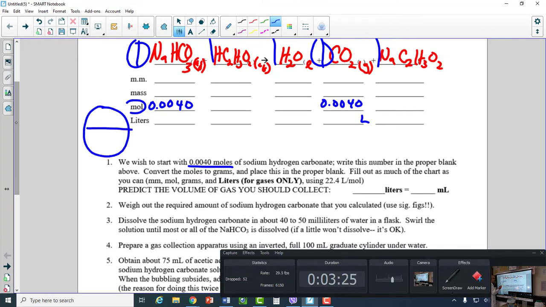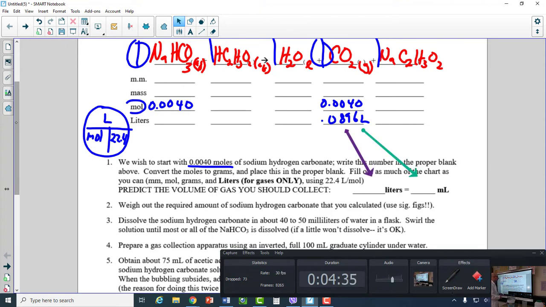So we know from our mole box that moles times 22.4 liters per mole will give us the number of liters. 0.0040 moles times 22.4 gives us 0.0896 liters of gas. Let's move our decimal 3 places to get milliliters. So 89.6 milliliters of gas. Let's continue on reading this just a little bit.